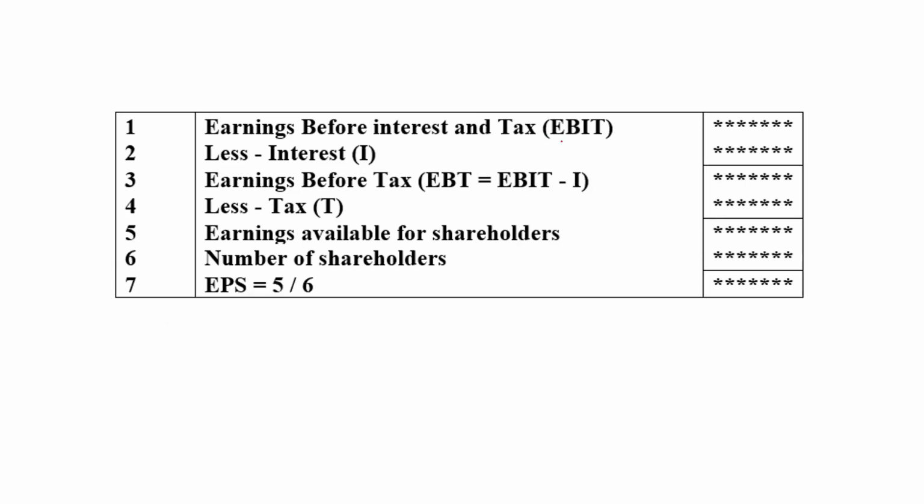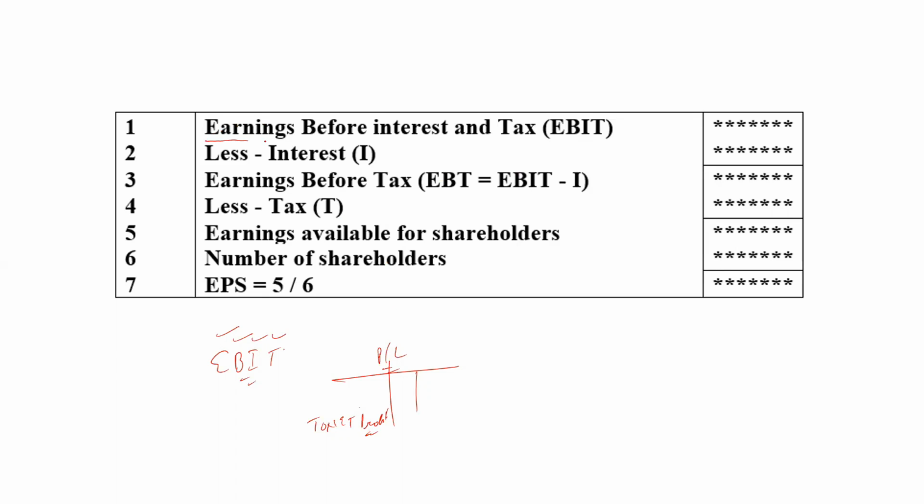The first is EBIT. EBIT is just your operating profit, operating profit before interest and tax. So EBIT stands for earnings before interest and tax. This is your operating profit which is received from the profit and loss debit side. This is your net profit, but this has not been adjusted for interest and taxes.